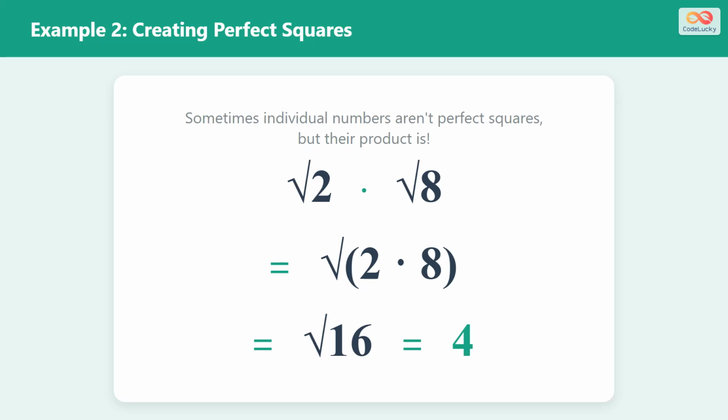This property is especially useful when the individual numbers are not perfect squares. Take the square root of 2 multiplied by the square root of 8. Neither 2 nor 8 are perfect squares. However, when we multiply them under one radical, we get the square root of 16, which simplifies perfectly to 4.